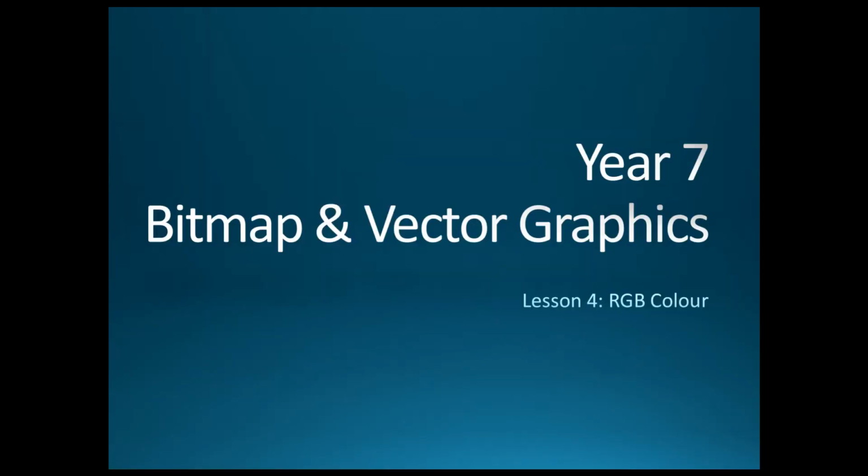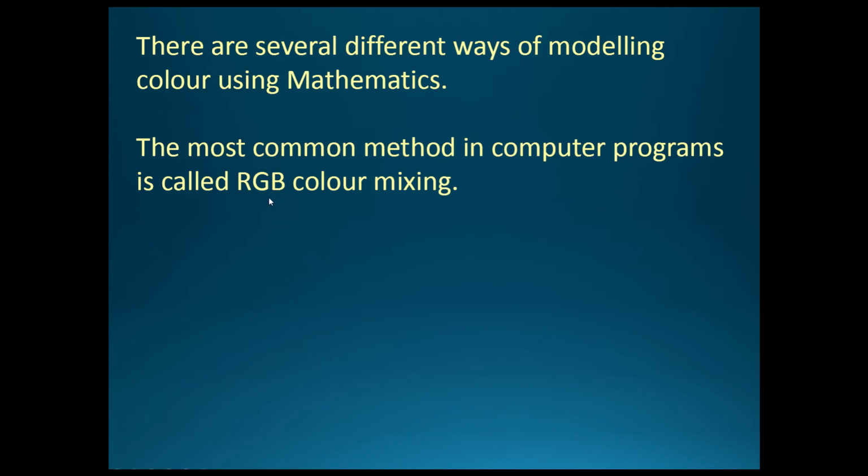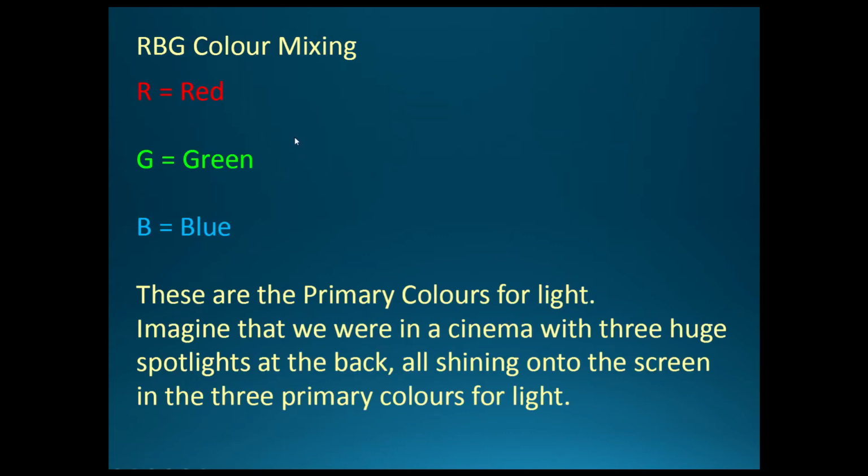Before we can program colours into a computer, we need to be able to describe colours using numbers. So there's several different ways of modelling colour using mathematics. Probably the most common one used on a lot of computer programs now is called RGB colour mixing. RGB stands for red, green and blue. They are always in that order, always RGB.